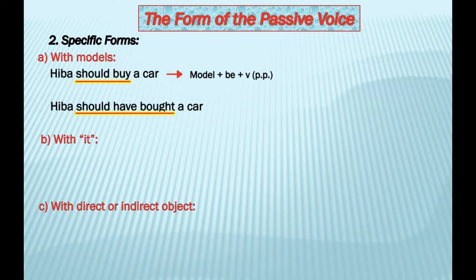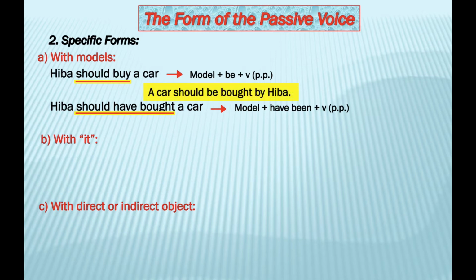So we are going to change it following the rules. I'm going to give you 2 seconds. Please stop the video and try to give me the answer. So the first one, a car should be bought by Hiba. And second, a car should have been bought by Hiba. Here the verb to be changed, but here we have been.